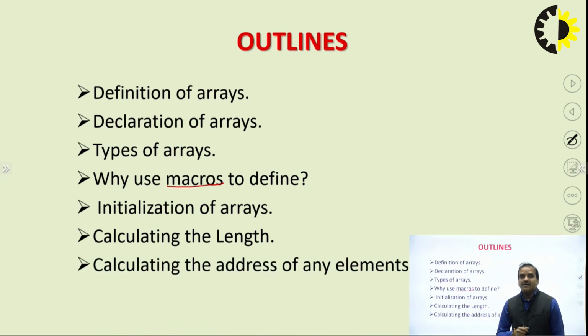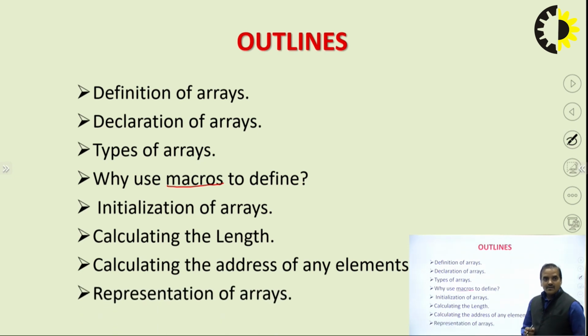The next one is the calculation of the address of any element. That means if I have the given array and we want to find the location of an element, then we use a formula. By using the base address, we calculate the address of any element at any location. And the last one is representation of array.